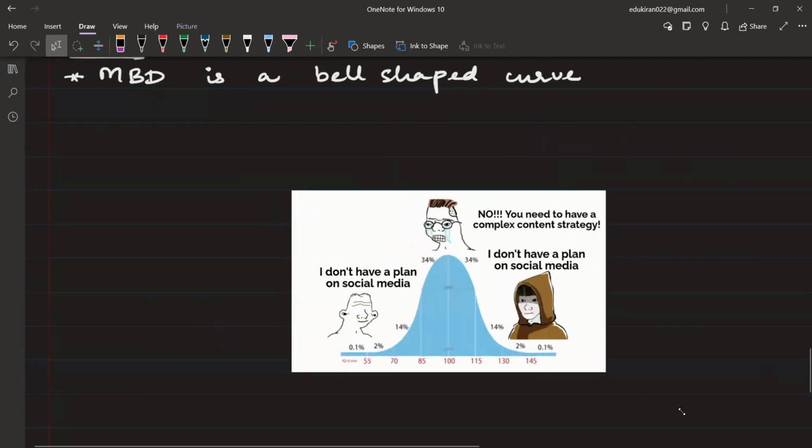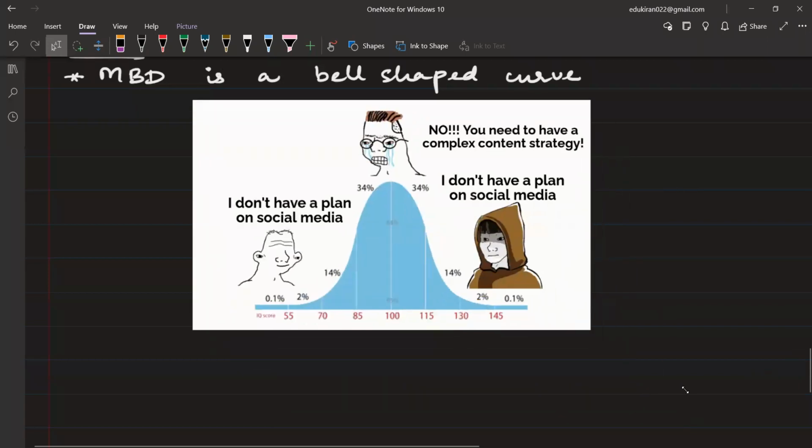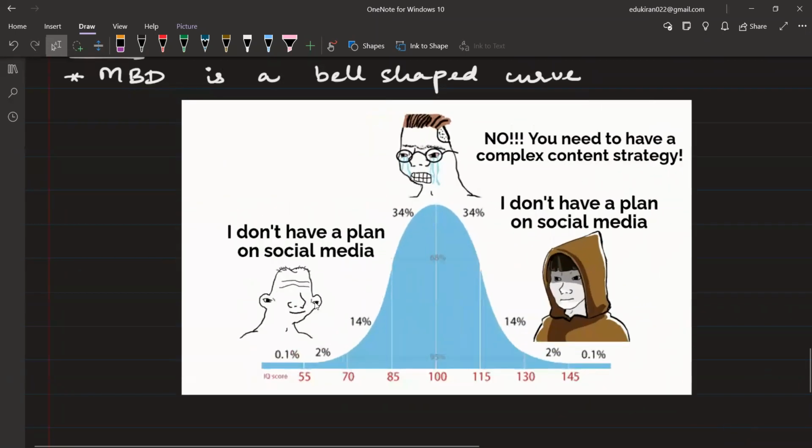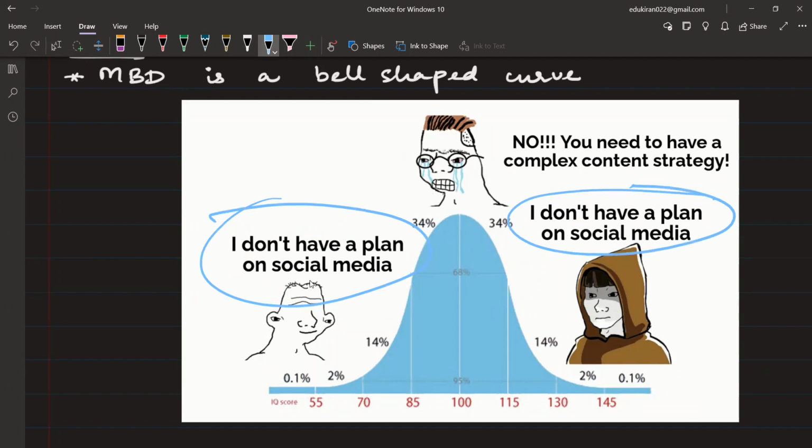For example, this. All right, so you can say that people who have very few followers, they don't have any social media plan. The people who have a very high number of subscribers, they also have no social media plan. They just put out content. Then there are those in the middle who are struggling and need some complex content strategy. So this is again a normal distribution curve.